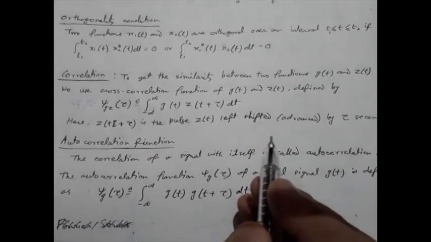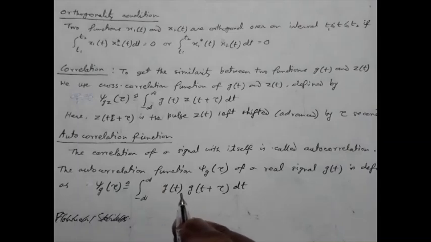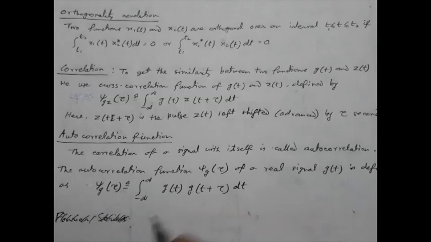Next we have the autocorrelation function. These are actually known to you, we are just recapitulating it. Autocorrelation function tells us how identical a signal is to itself. So if g(t) is the signal, then g(t) multiplied by g(t plus tau) dt within the limit of minus infinity to plus infinity will give you this psi_g(tau). This is called the autocorrelation function.